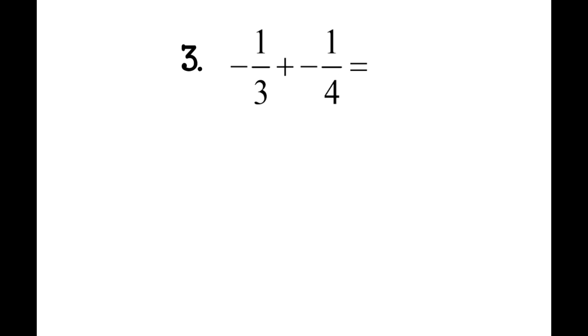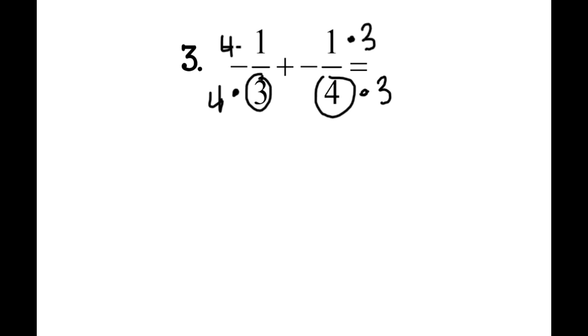Number 3 is a little trickier. I have negative 1/3 plus negative 1/4. So I look at my denominators, and I need to find the least common multiple. The least common multiple between 3 and 4 is 12. So to get 3 to become a 12, I multiply by 4. And to get 4 to become a 12, I multiply by 3.